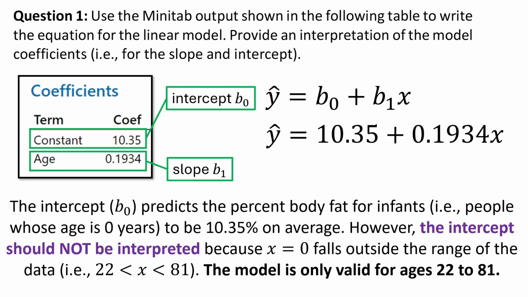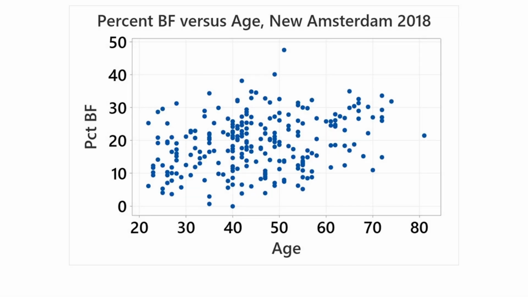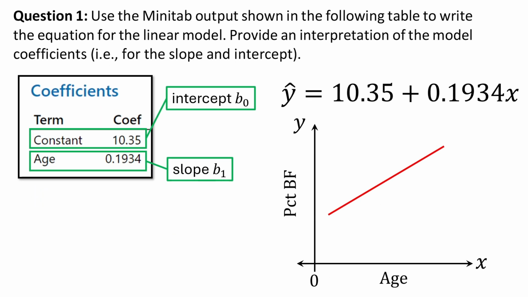However, the intercept should not be interpreted in this case because x equals 0 falls outside the range of the data that was used to fit the model. The model, in fact, is only valid for ages between 22 and 81. You can see that in the scatter plot. The youngest age in the data set is 21 years, and the oldest age is 81. Did I say 21? I think I meant 22. Yes, 22. So 22 to 81. So we can't make any predictions outside of that range. If we were to do so, that would be called extrapolation. We are not supposed to extrapolate.